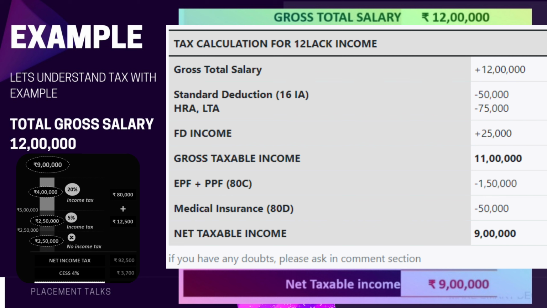So this is all about calculating the tax and also getting the gross salary, the net income salary, and all other stuff.